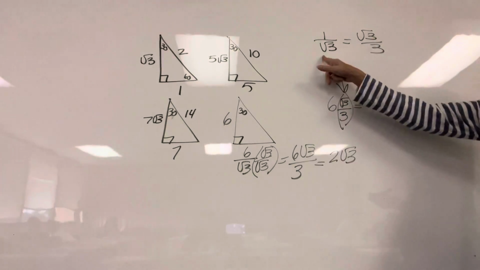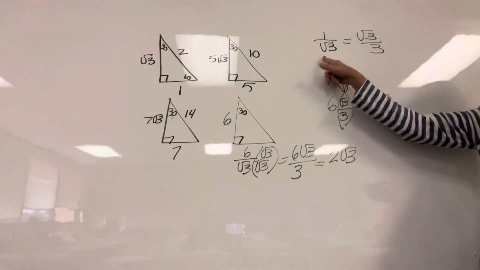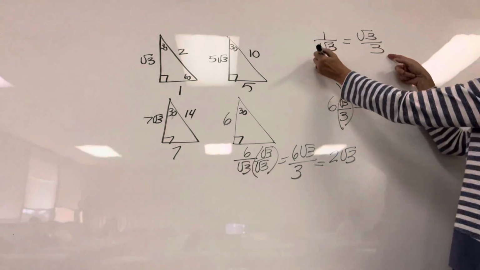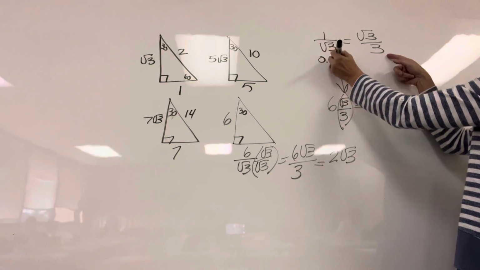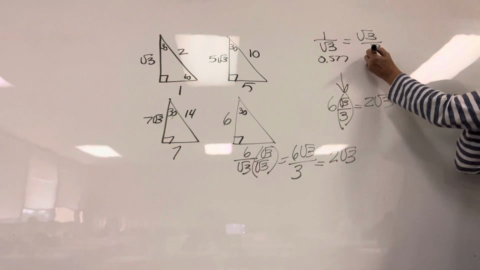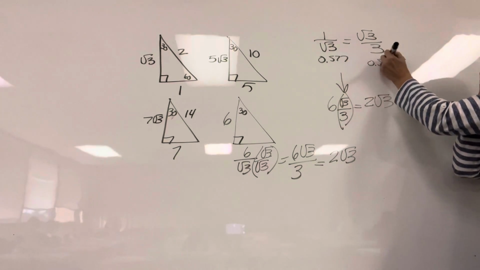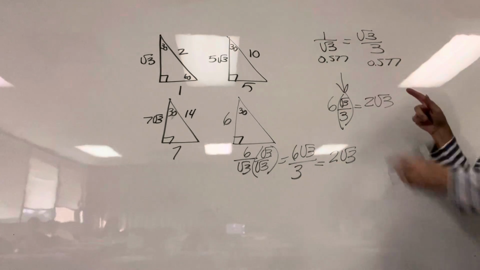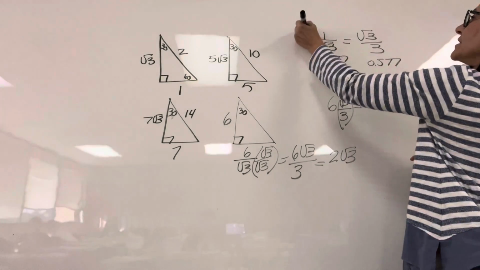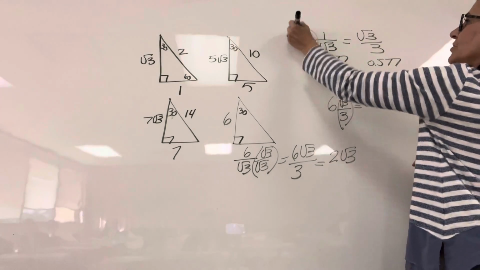What is this in decimal form? And then somebody give me this in decimal form. What is this? 0.577. Okay, and what is this? 0.577. It better be the same. Why? How do I get from here to here? I just multiply by square root of 3 over square root of 3.